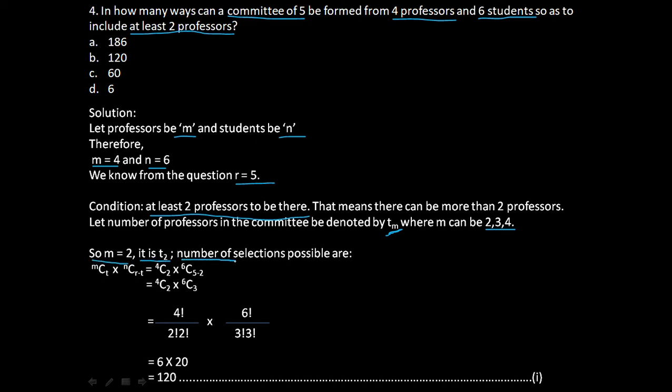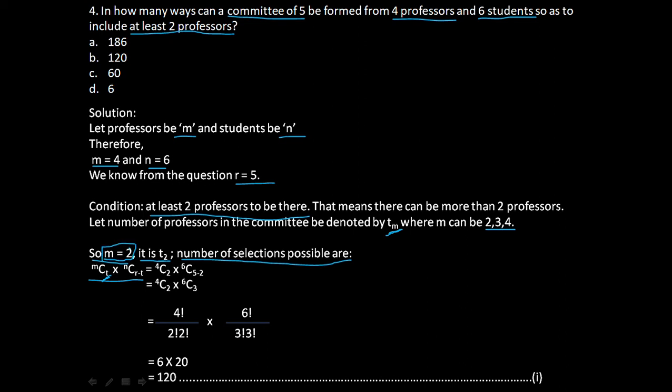Number of selections possible are, আমরা এইভাবে করেছি। এই জায়গাটা, এই ইকুয়েশনটা ভালো করে দেখার চেষ্টা করো। What is this MCT? M is what? Denoting the number of professors. T is what? T is denoting how many professors I can choose from. T এর তাহলে ভ্যালু কি হবে? আমরা এখানে T কে আমরা 2 কনসিডার করছি। Okay, over here there might be a little confusion.